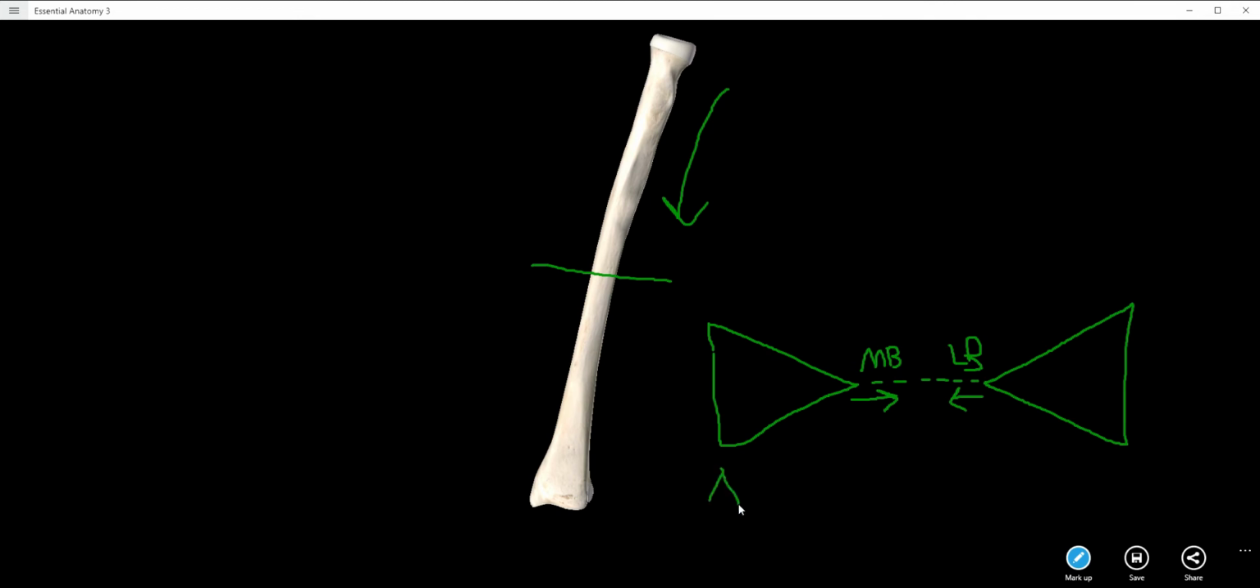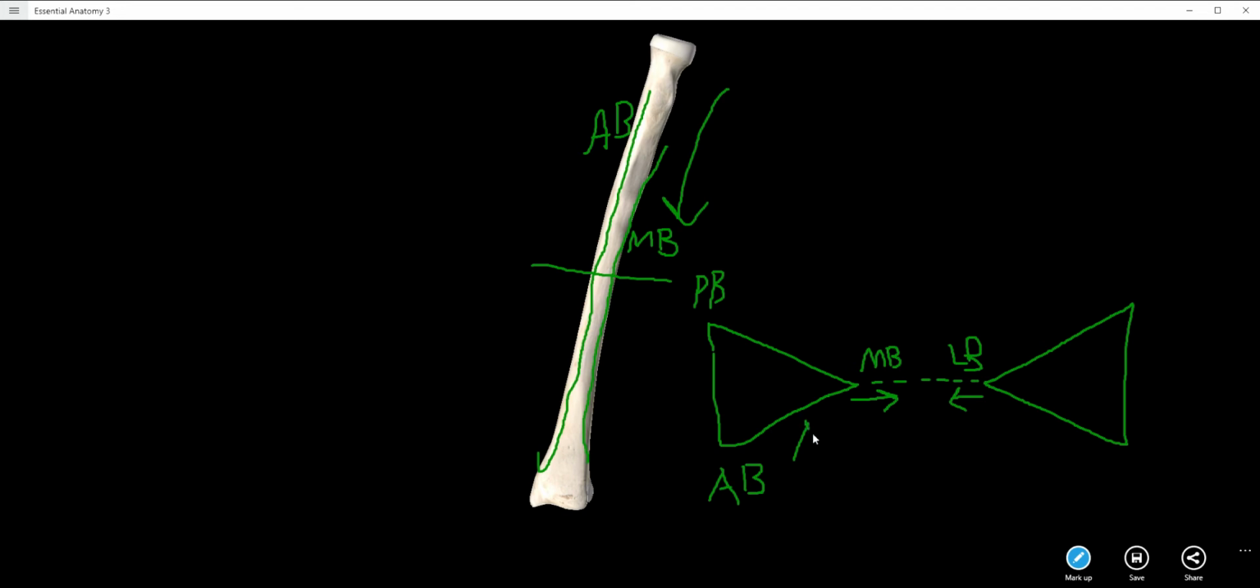This would be the anterior border and the posterior border. So we can label a few of these. This sharpest border here would be the medial border. And then in the front, you have the anterior border. And you cannot see the posterior border, it's back behind.